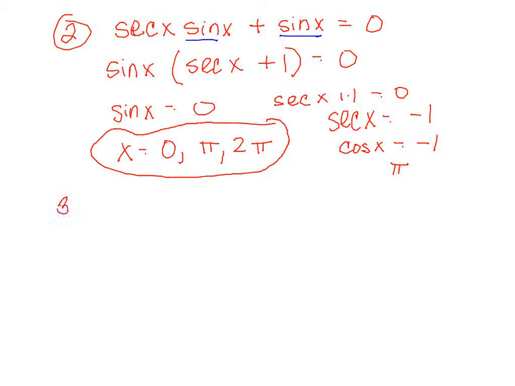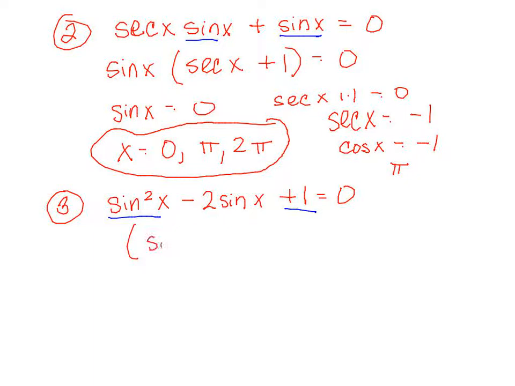Example 3. We have sine squared x minus 2 sine x plus 1 equal to 0. How will this factor? Hopefully we can see this is a perfect square. So let's try to factor it into the square root of sine, the middle. Write it as a binomial squared.